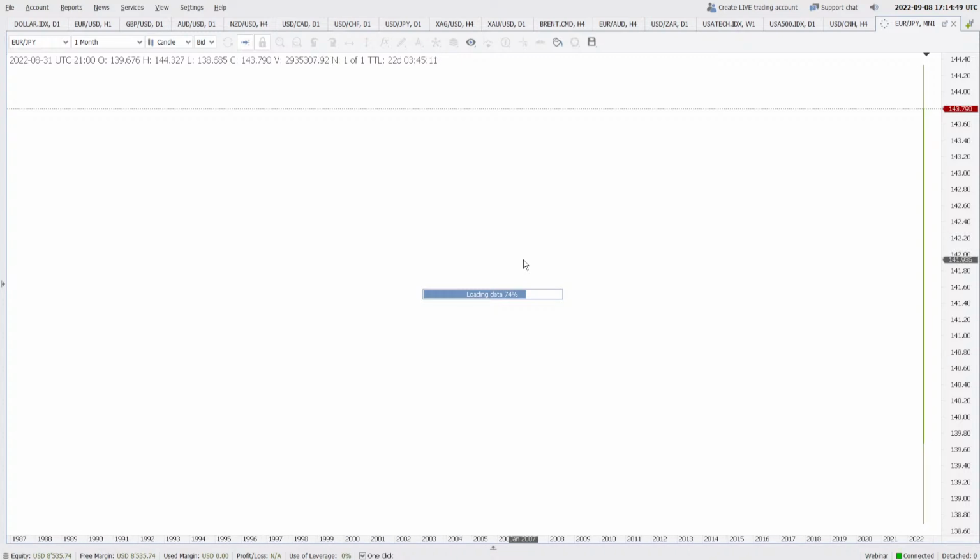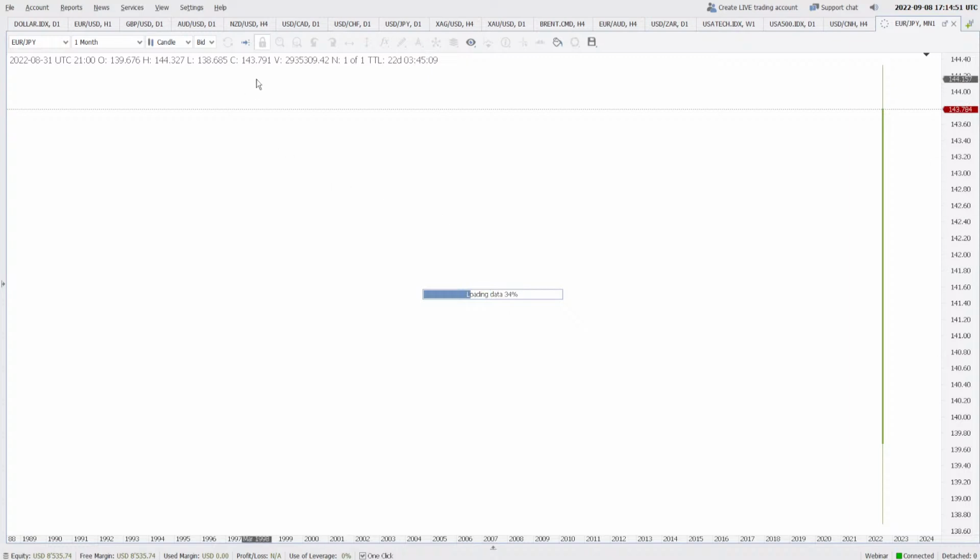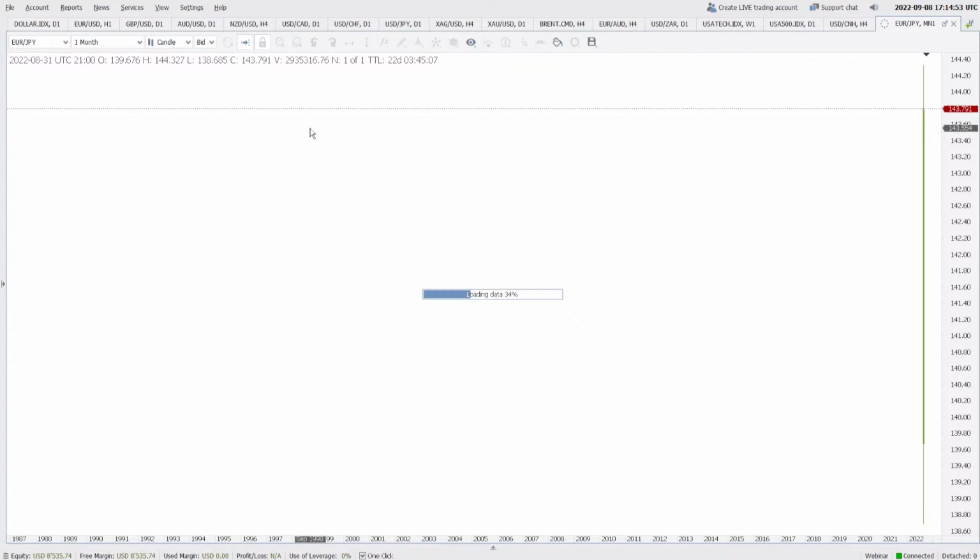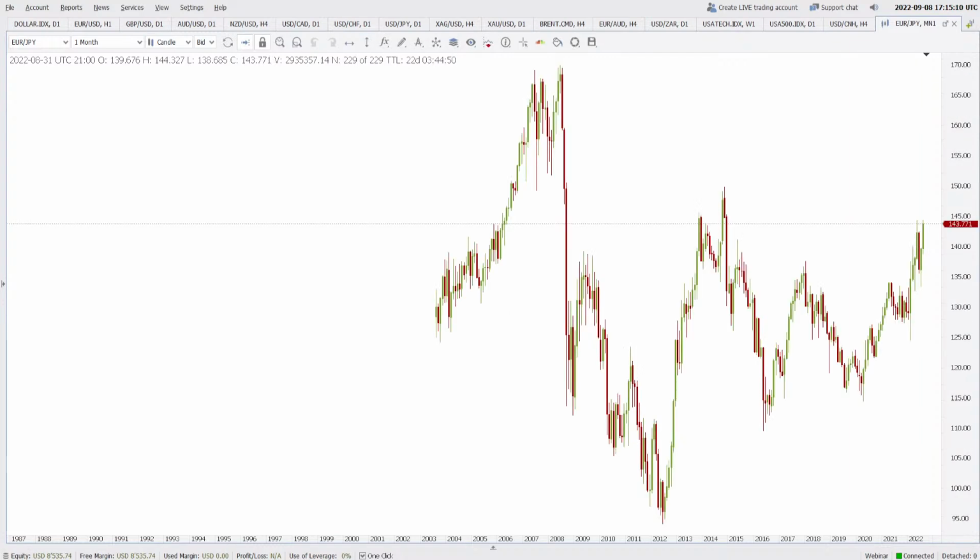Just give me some time to load the data. The old data takes a lot of time in this one. All right, the charts are loaded.